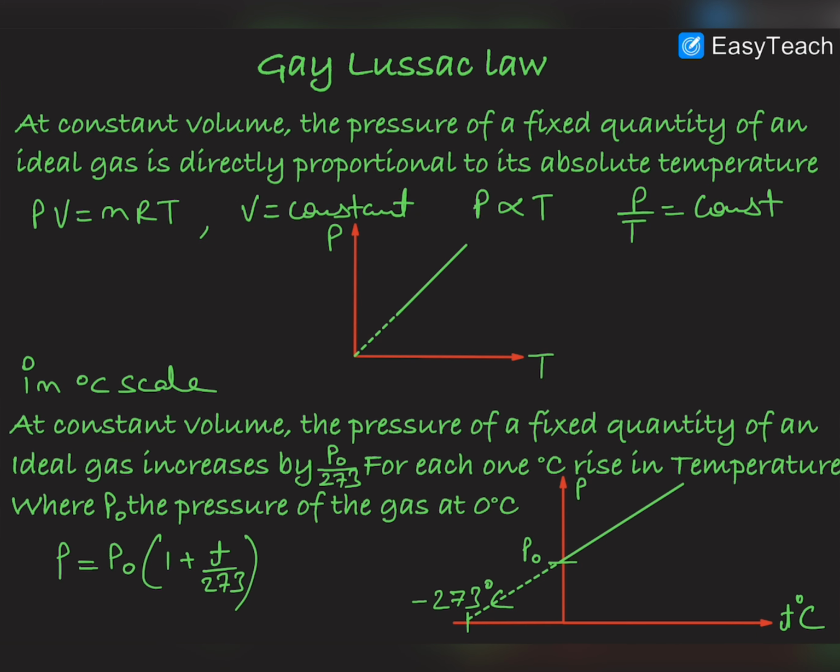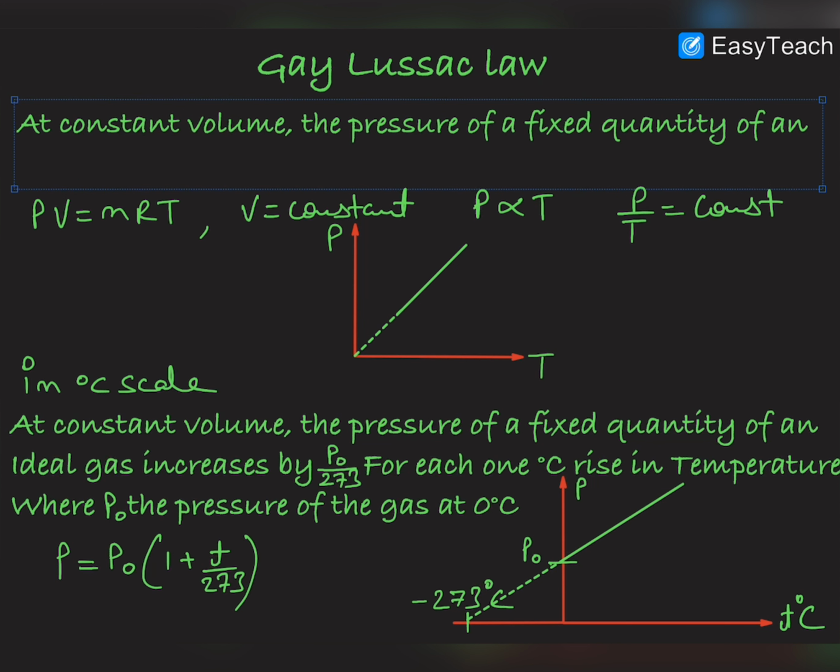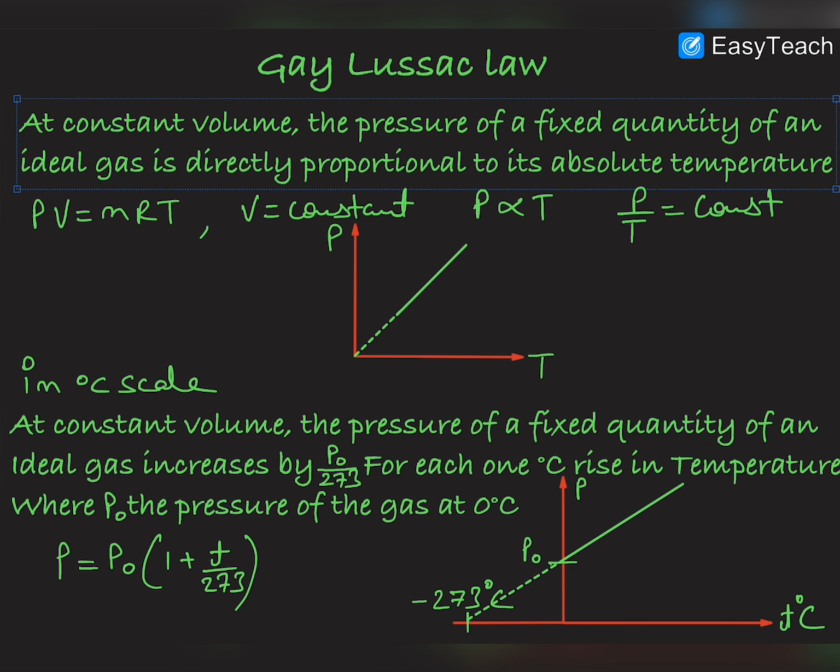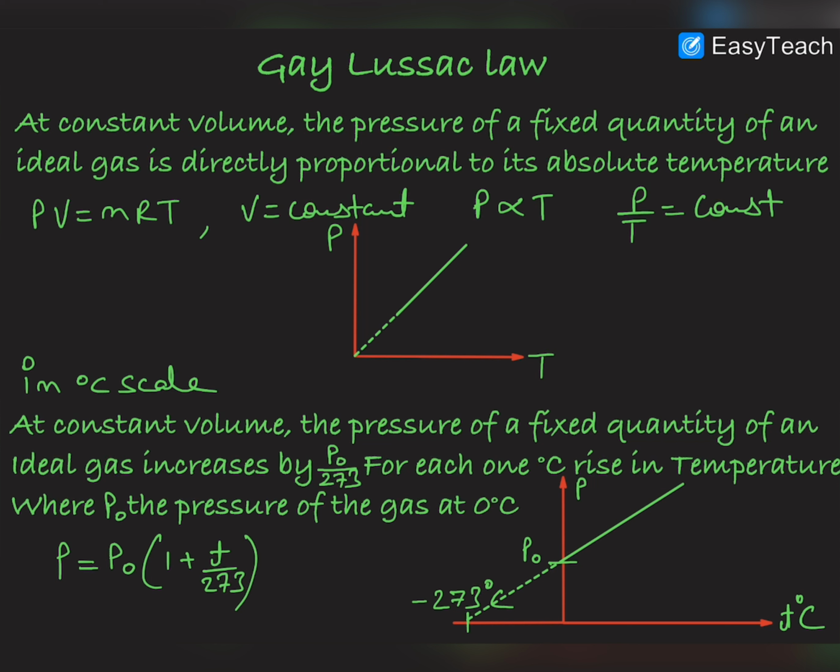Now the similar law is Gay-Lussac's law, and you also know this law, that at constant volume the pressure of a fixed quantity of an ideal gas is directly proportional to the absolute temperature of the gas. What does it mean? From PV equal to nRT, we can see that if V is constant, then P is proportional to T, and similar to Charles's law, we can say that P by T is constant. Again the graph between P and T would be a straight line, but again this straight line would not be passing through the origin, due to the fact that the absolute temperature could not be 0.